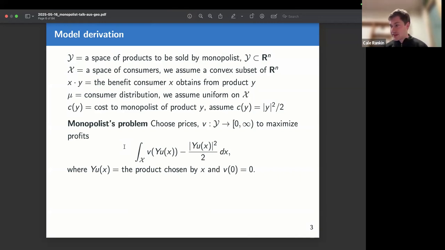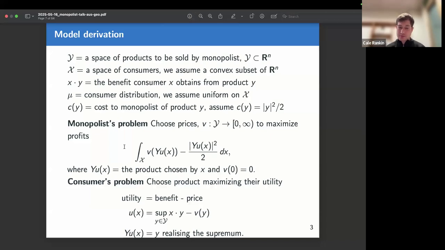But of course, the monopolist doesn't get to choose what product a given consumer buys. So in fact, the monopolist's profit is the integral over the space of consumers of v of y_u of x minus y_u of x squared on 2, where y_u of x is the product chosen by a consumer x. And this sort of adversarial nature of the problem, it's where convexity enters from, and it's what makes this problem so interesting to study. Because this product y_u of x, chosen by a consumer, is going to be the one that maximizes their utility, where utility is the benefit to them from the product minus the price they paid.